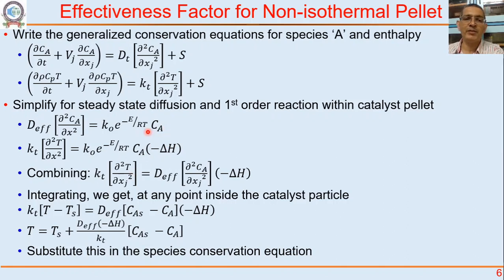If you combine these two, you will find that temperature at any point inside the catalyst is equal to surface temperature plus effective diffusivity times minus delta H by KT, times CA at the surface minus CA inside the catalyst particle at any location.